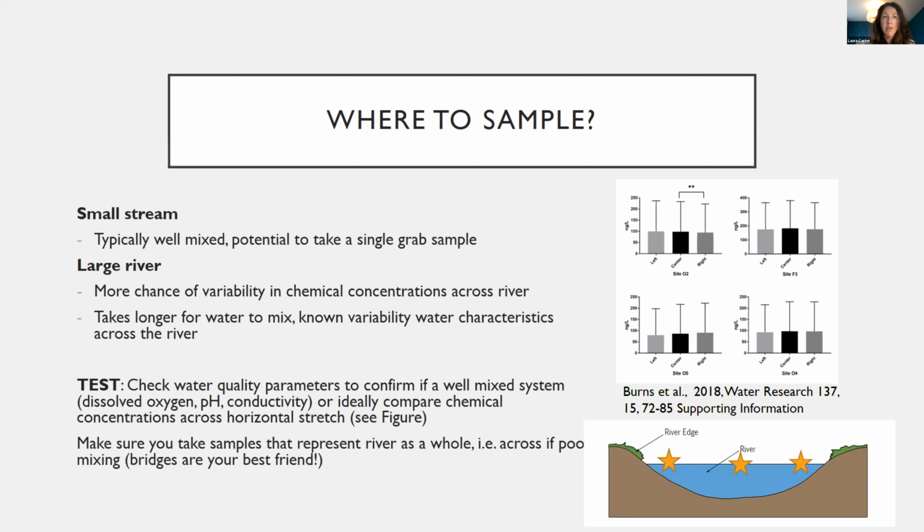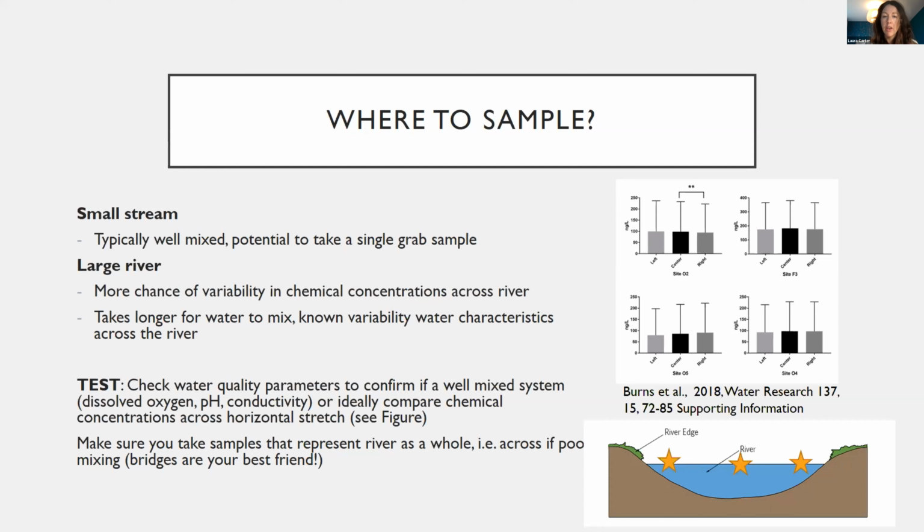If you were to take one sample, for example, on the side of a river near a discharge point, then this might not be representative of the whole river stretch that you're interested in. So it's important to bear in mind that this isn't an accurate representation of the pollution load.